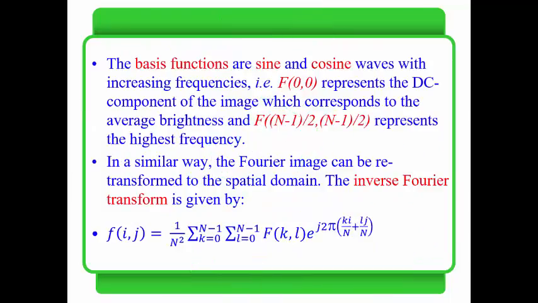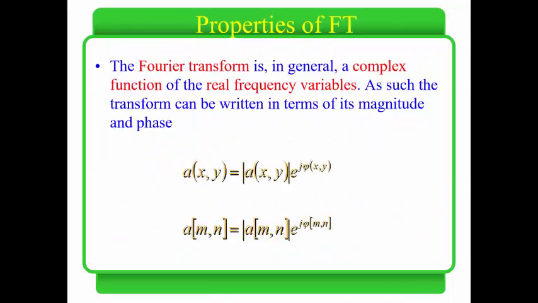So this is the expression for the inverse image transform. Here I provide it with the Fourier transform image, and it will restore the image back again. The difference, as you can see, is in the exponential part of the basis function. Here we have a positive j instead of negative j. The Fourier transform in general is a complex function of the real frequency variables.